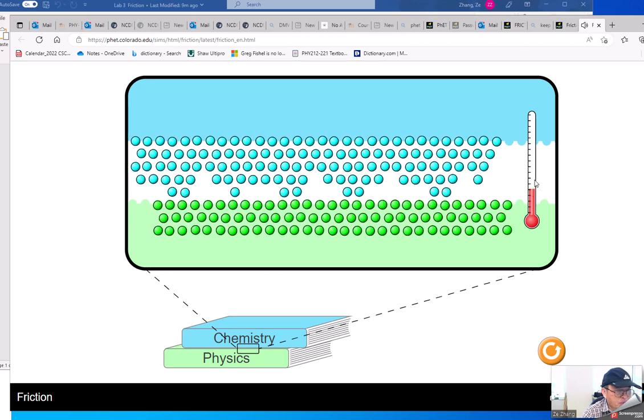And there is a thermometer there. You can see that when the two surfaces rub against each other, the atoms and molecules move faster, things get hotter, and the temperature rises. This is just a simple play to understand the origin of the friction force.